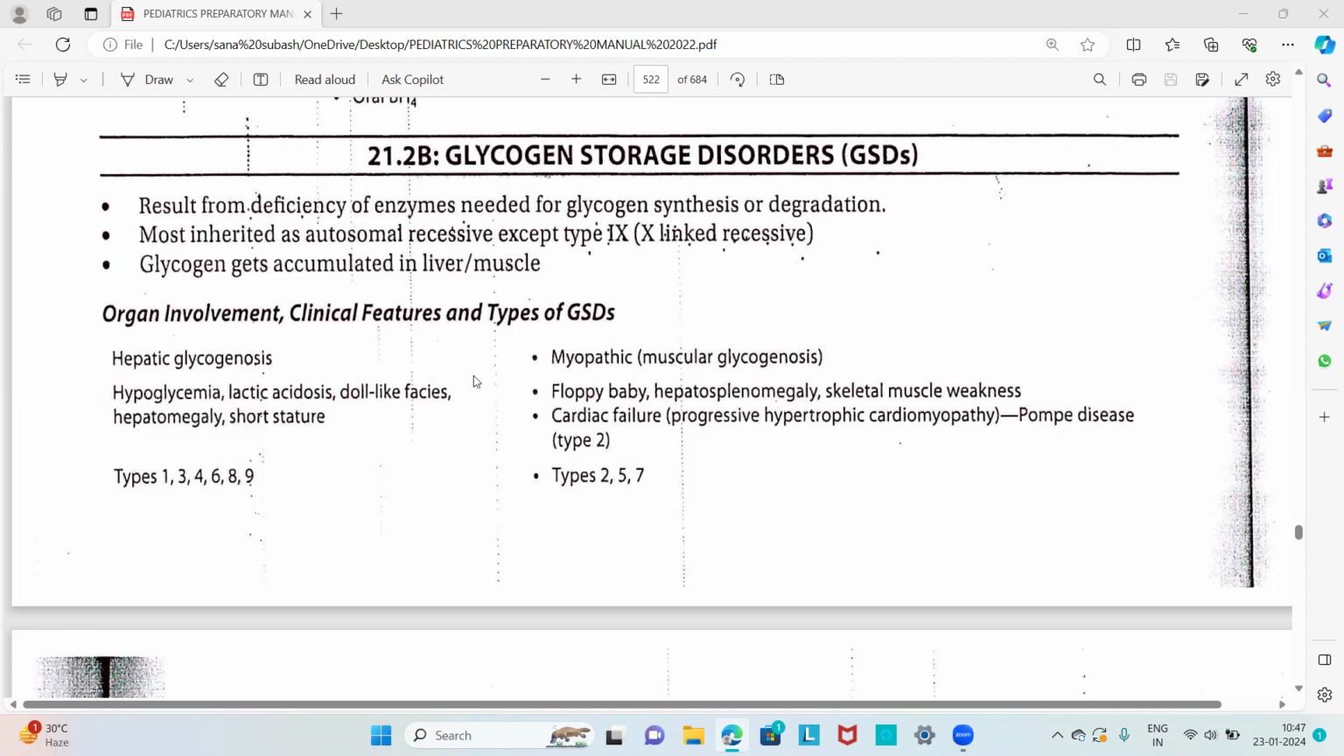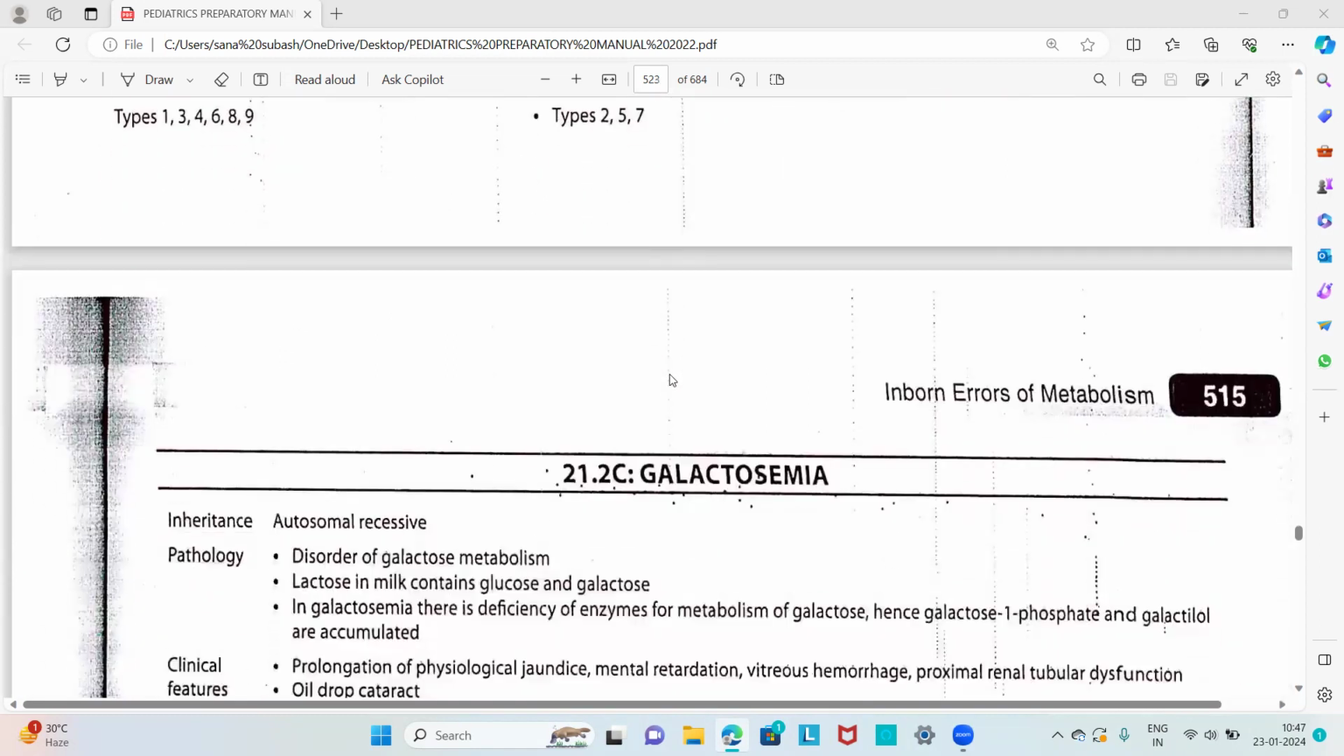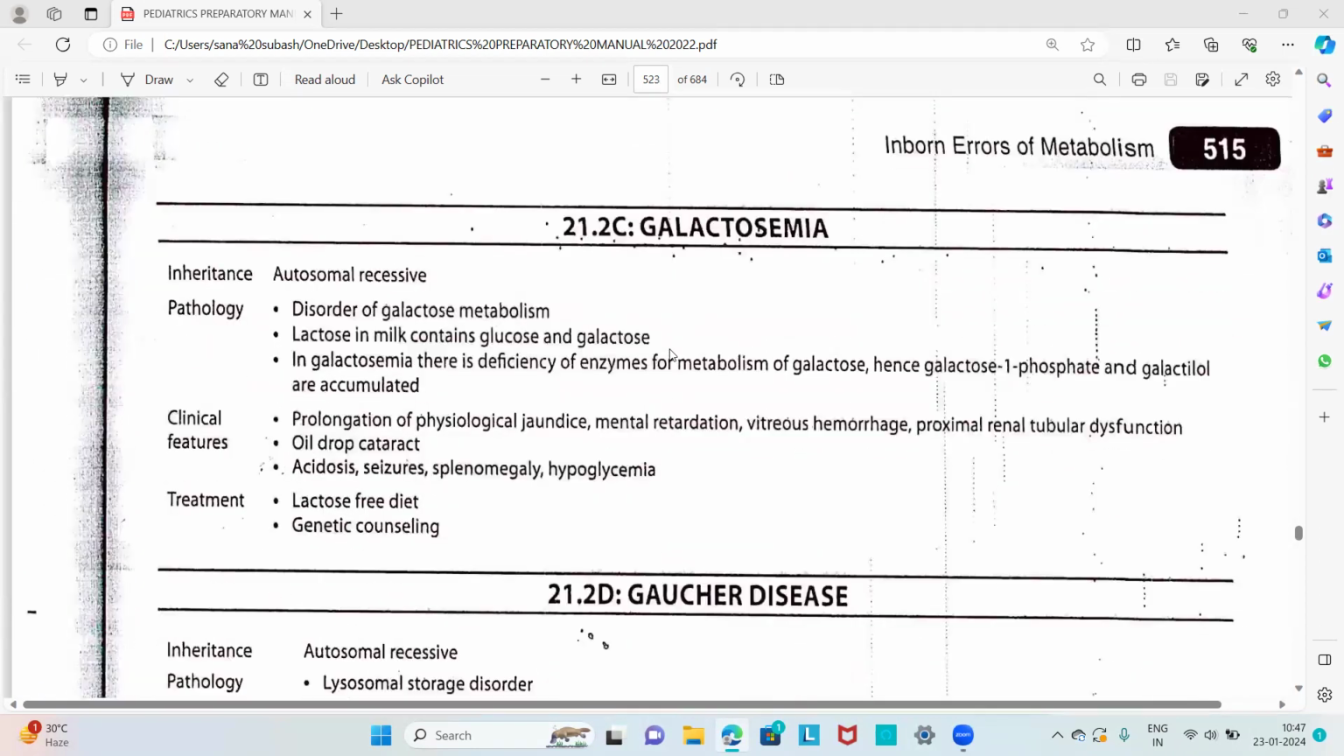Then in the myopathic or muscular glycogenosis, we have types 2, 5, and 7. Type 2 is called Pompe's disease, type 5 is called McArdle's disease, and type 7 is called Tarui disease. So these are the classification of the glycogen storage disorders. Then about galactosemia.